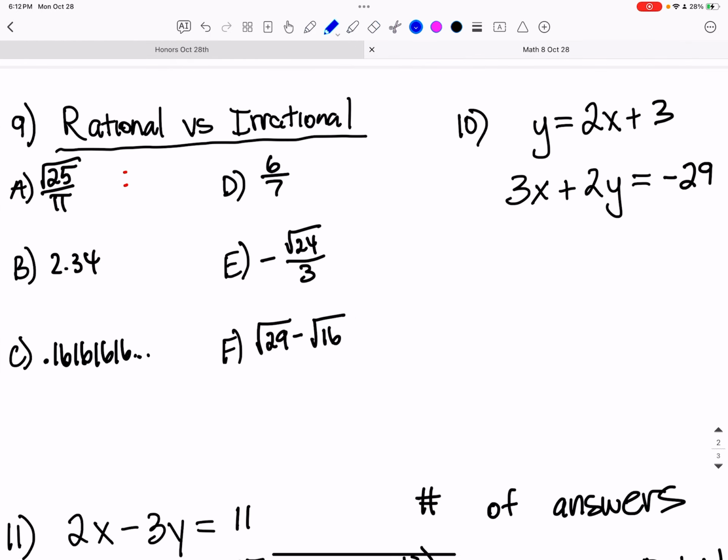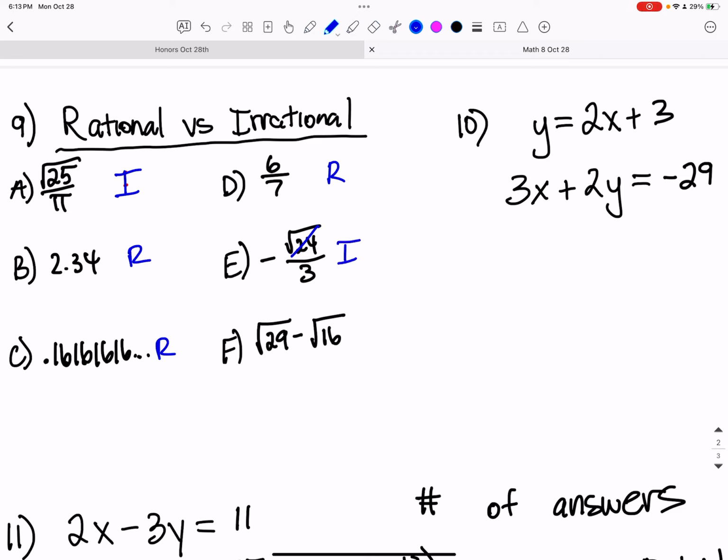Rational or irrational? This is pi. It ruins it. Irrational. 2.34, rational. It doesn't go on forever. 0.16161616, there's a pattern. That's rational. 6/7, that's a fraction. All fractions are rational. That's what rational means. Square root of 24, 24 is not a pink number, so that's irrational.